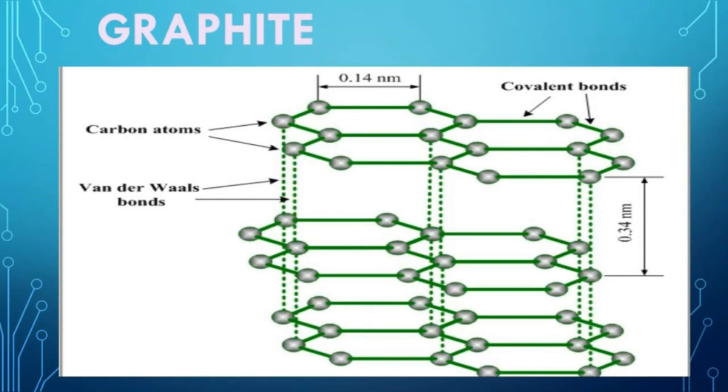Graphite. In graphite, each carbon atom is bonded to three other carbon atoms through covalent bonds in the same plane. This arrangement forms hexagonal layers which are held together one over the other by weak van der Waals force. Since the layers are held by weak forces, graphite is softer than diamond.